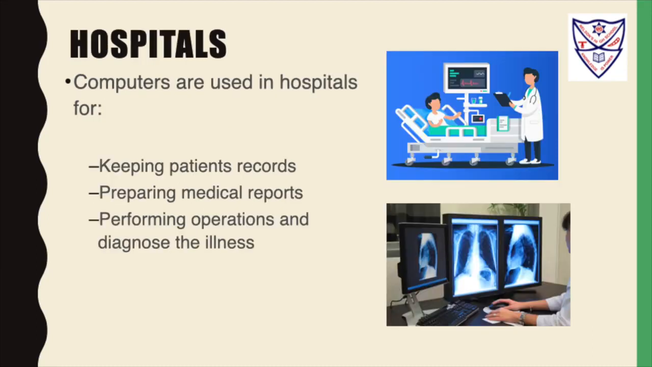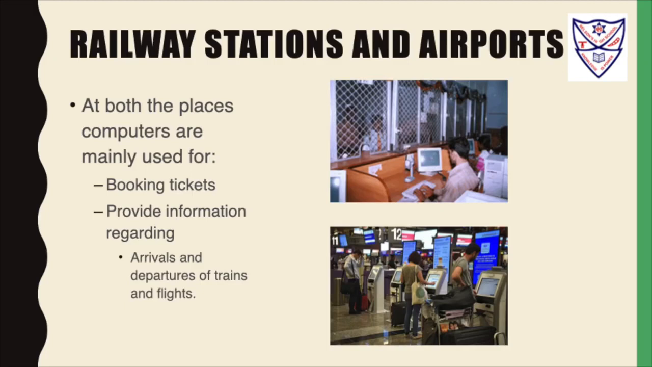Next, we have hospitals. Computers are very useful in hospitals for keeping patient records, preparing medical reports, performing operations, and diagnosing the illness. So, they are extremely useful in hospitals and also a huge necessity if we want to carry out our tasks in an accurate way. At railway stations and airports, computers are used mainly for booking tickets, providing information regarding arrivals and departures of trains as well as flights. They are also used for keeping tabs on passengers.